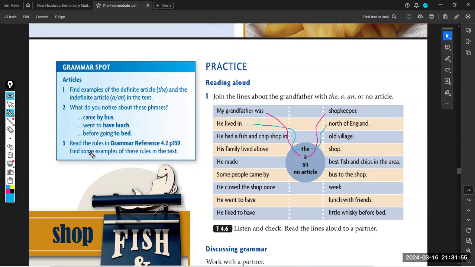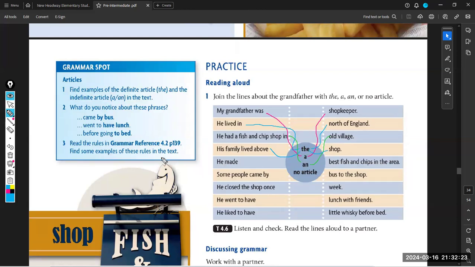Three, he had a fish and chip shop in old village. In an old village, exactly. Four, his family lived above shop. Are you sure? Above the shop. Oh, bravo. So above the shop.